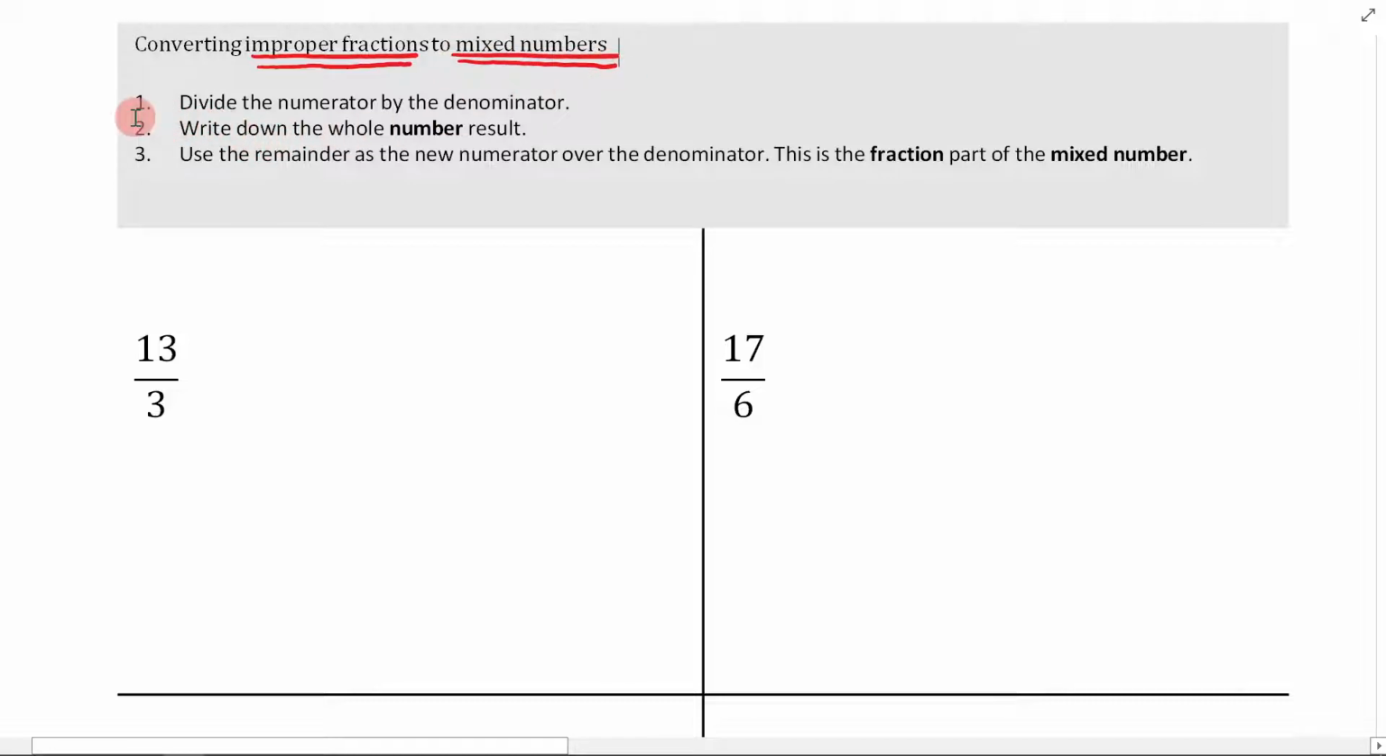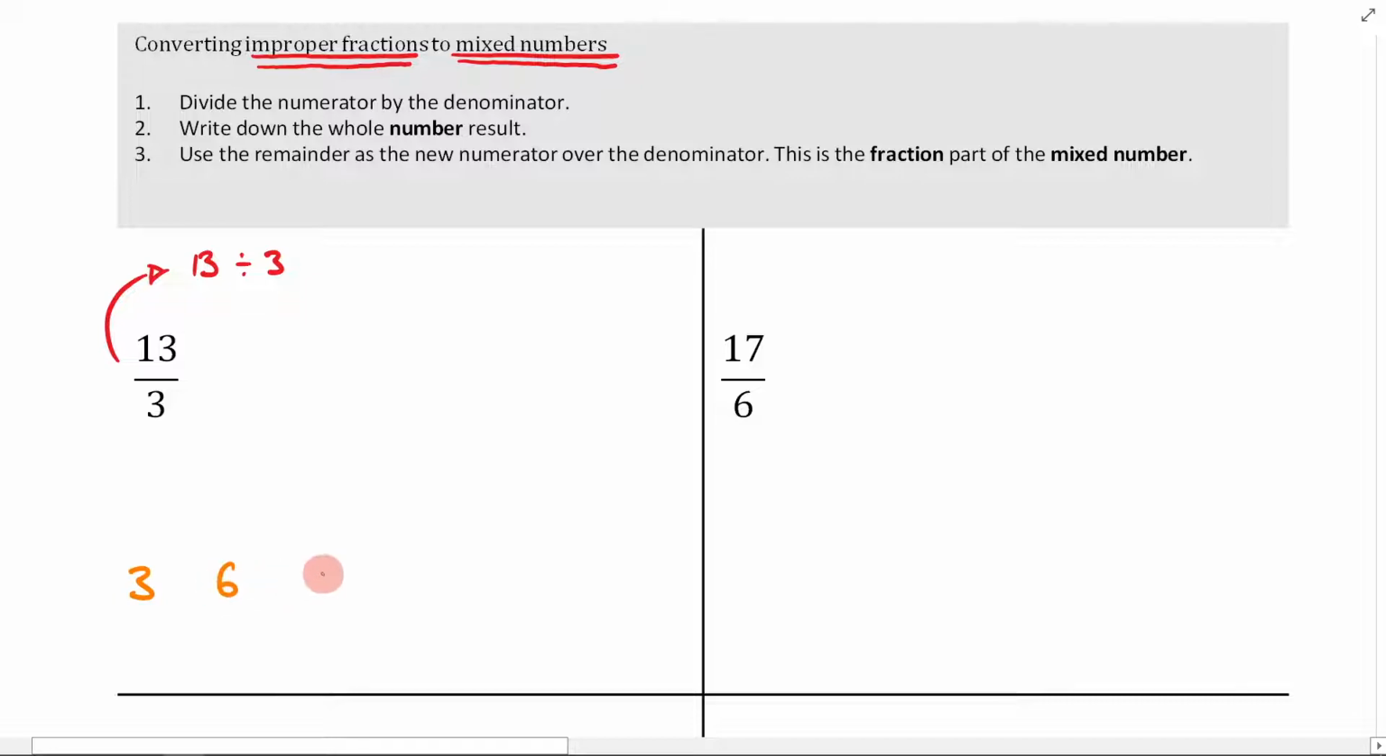So step 1 tells me to first divide the numerator by the denominator. This is using our knowledge that this fraction is telling me to go 13 divided by 3. So how many times does 3 go into 13? Well, in your head, you should be thinking about your times tables. You should be thinking about your 3 times tables, because your denominator is 3.